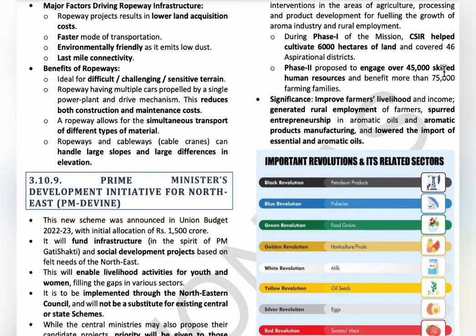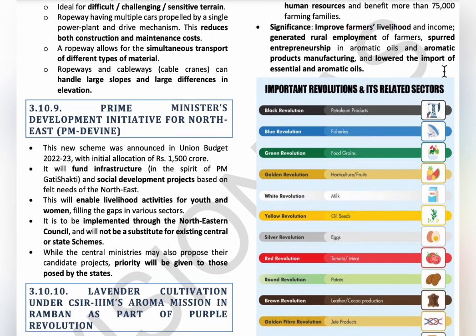The next topic is the Prime Minister Development Initiative for Northeast, PM-DevINE. Under this scheme, infrastructure and social development projects, like employment for youth and women in the northeastern states, are provided.